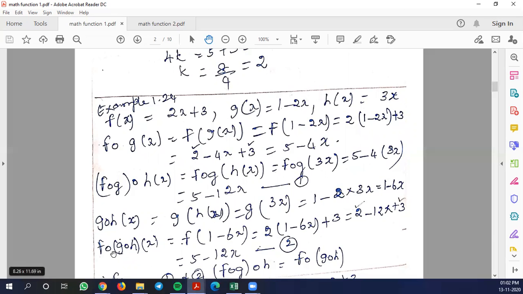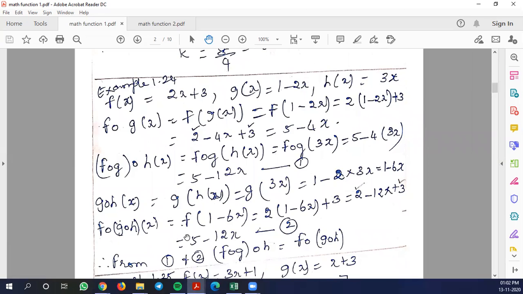Now f of g of h of x, that's equal to f of, what is g of h of x? g of h of x, what we found? 1 minus 6x. This one we found already, 1 minus 6x. This full term is to be taken as x now. Go to this f of x. What is f of x? 2x plus 3. So 2 into, what is our x here? 1 minus 6x, plus 3, that is already there.